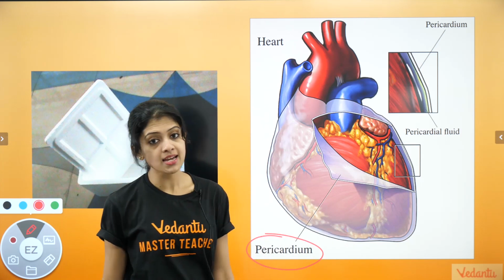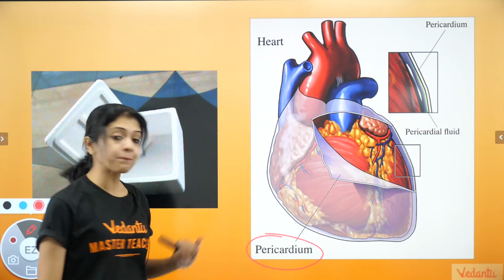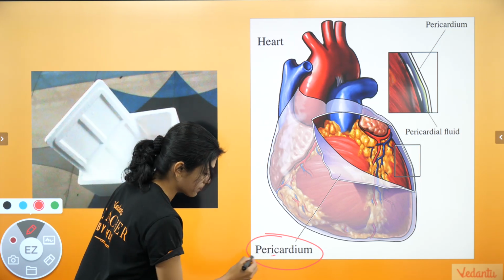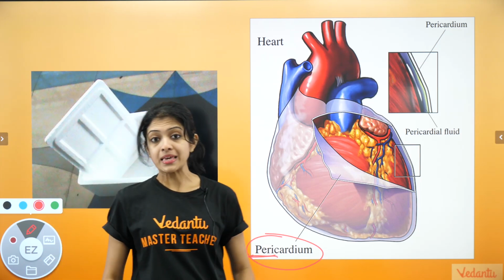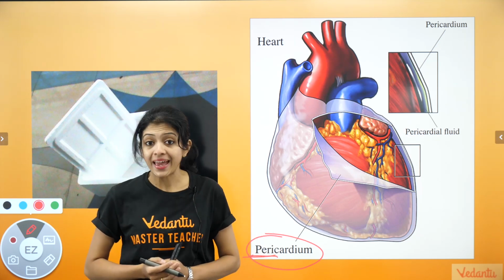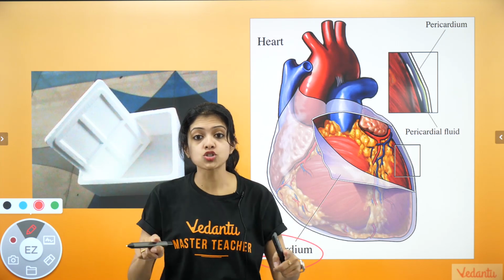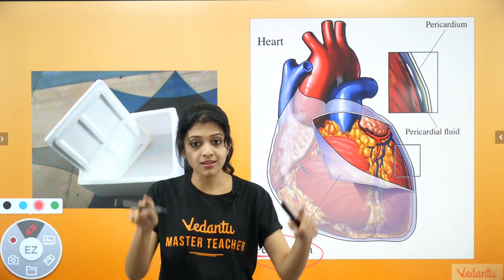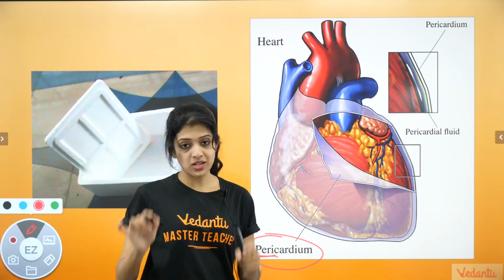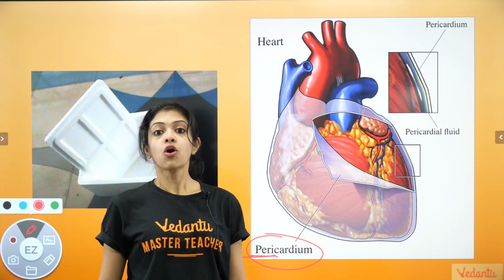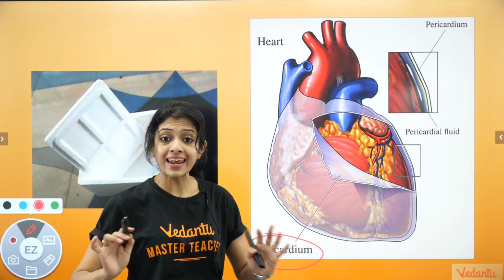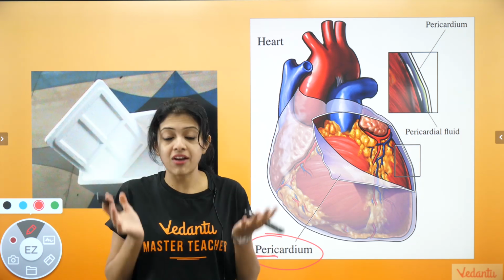Similarly, our heart has a covering called the pericardium. Now, to remember this word, peri means around or surrounding. Remember, in mathematics, you must have learned perimeter. Perimeter is all about the outer length, okay? We are not talking about the area enclosed in it. The surrounding is what we calculate when you are asked to calculate perimeter. So peri is around or surrounding.